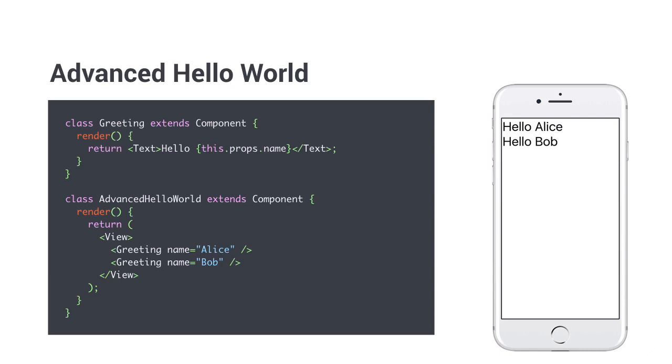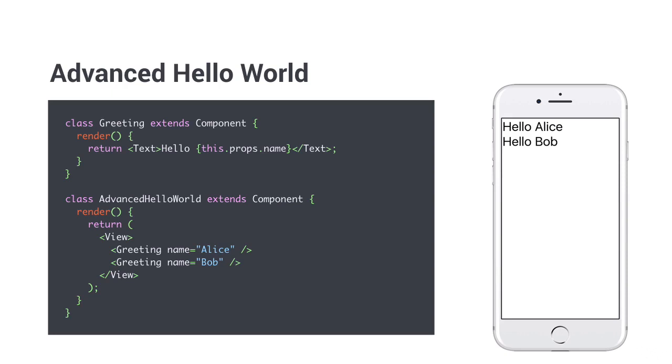We need the wrapping component, since the root can have only one component on the first level. As you can see, we are calling greeting with a name attribute. This is called a prop in React. It allows you to pass data to your components from a higher level. In our case, we are greeting Alice and Bob.